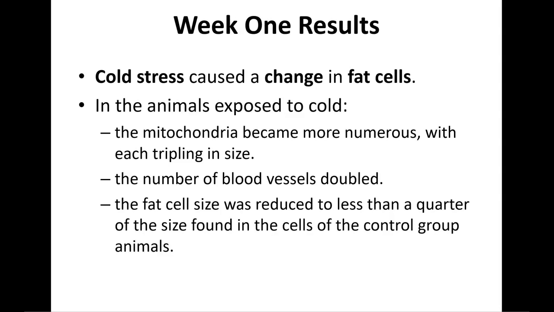The number of blood vessels is going to double because we have to bring more nutrients here in order to feed these cells. Also, you're going to need more blood vessels to take the heat away to warm that body. The fat cell size was going to be reduced to less than 1/4 of the size found in the cells in the control group of the animals. The reason for this is because it's using those lipid droplets in that adipose tissue in order for it to burn as energy.